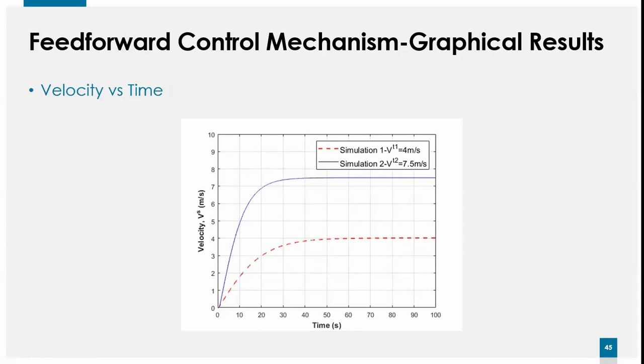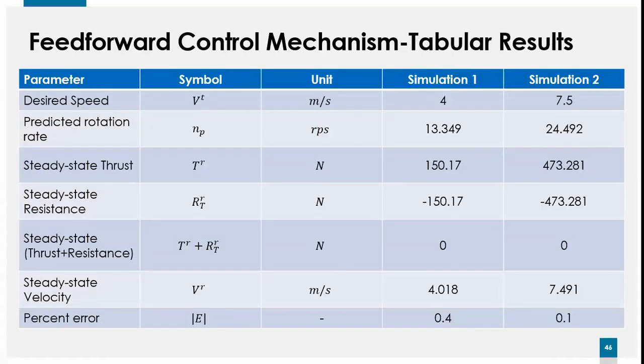It can be observed from the graph that the velocity in the beginning increases with the passage of time and reaches a constant value which is close to the desired values of 4 meters per second and 7.5 meters per second. Simulation results are also presented in tabular form. The table contains the steady state values of the output parameters of the control system.